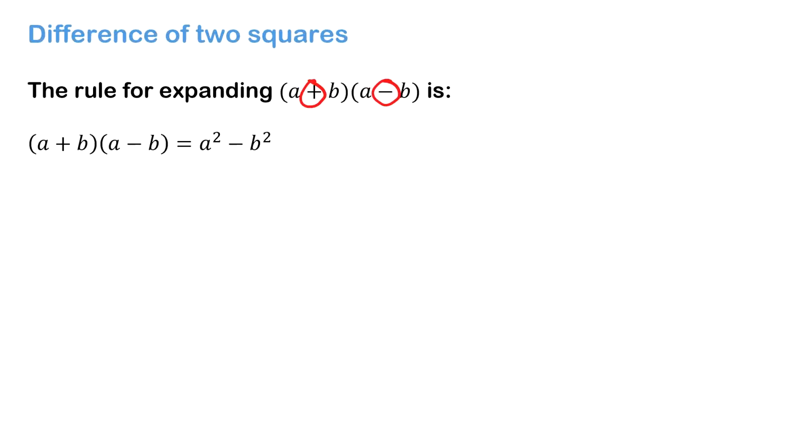So it does have a formula, as most of these special binomial products do. And in this case, your expansion is simply a squared minus b squared. There is no middle term. Now, to prove that, I'm going to write it down and show you how we get that.